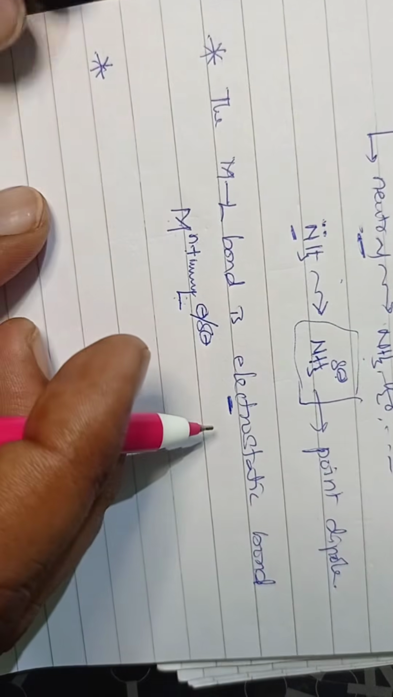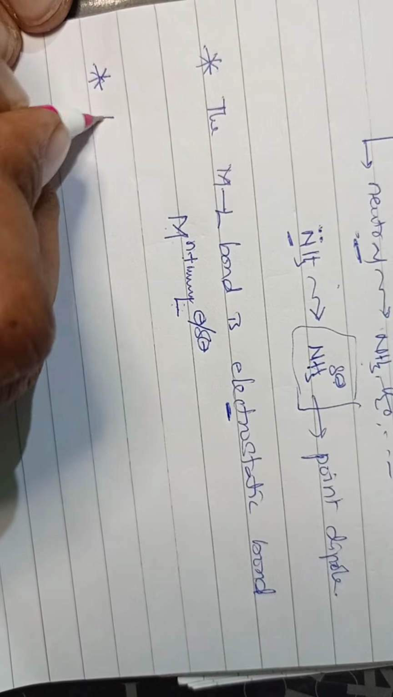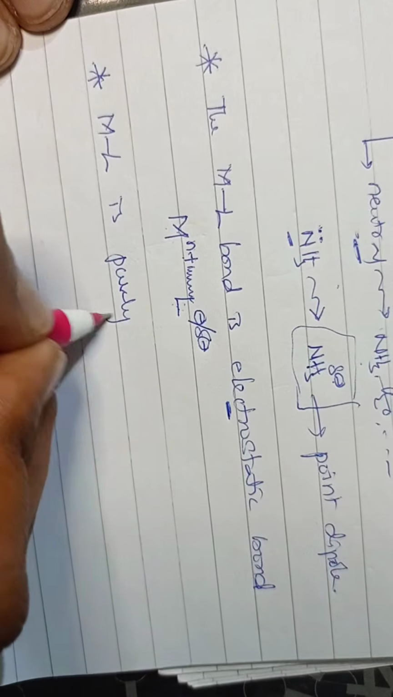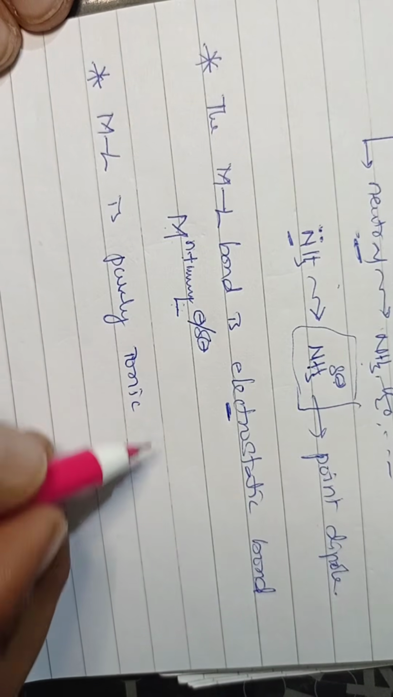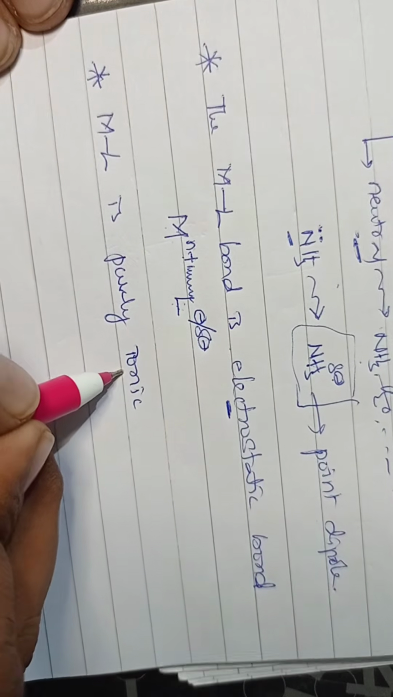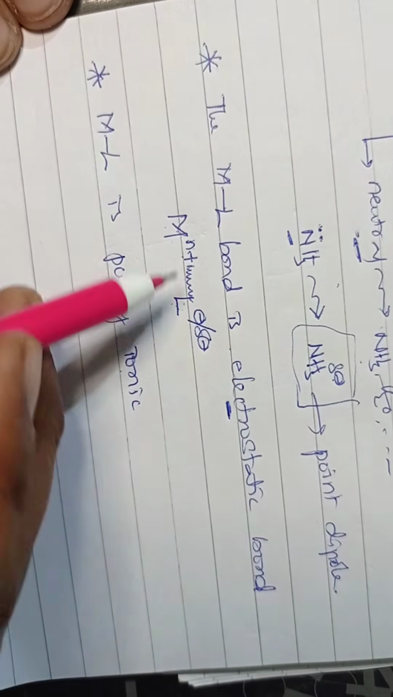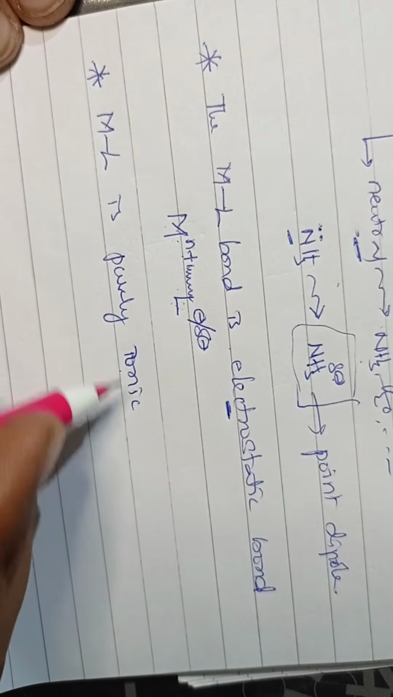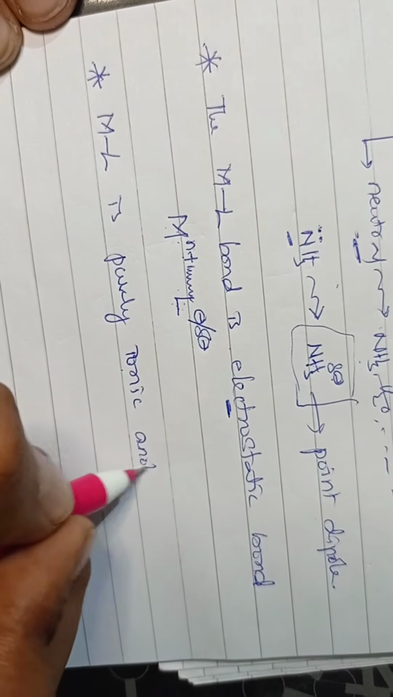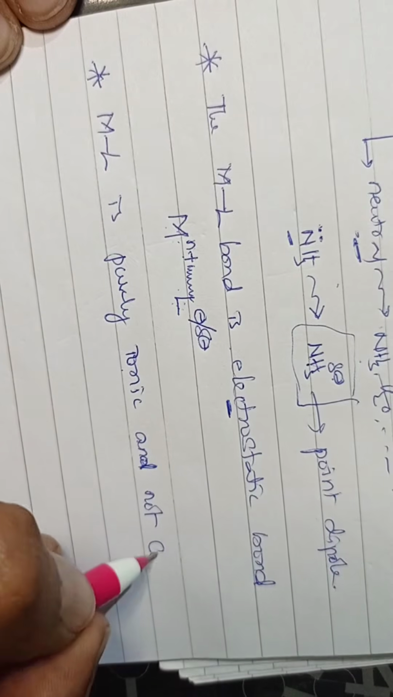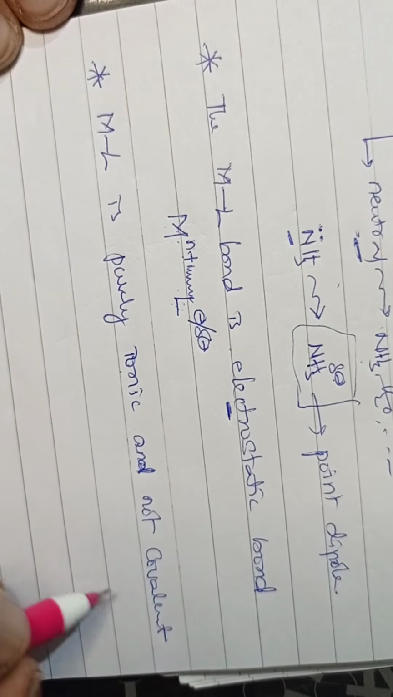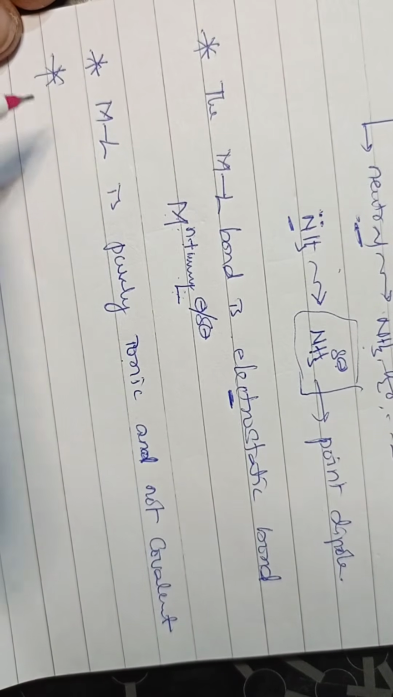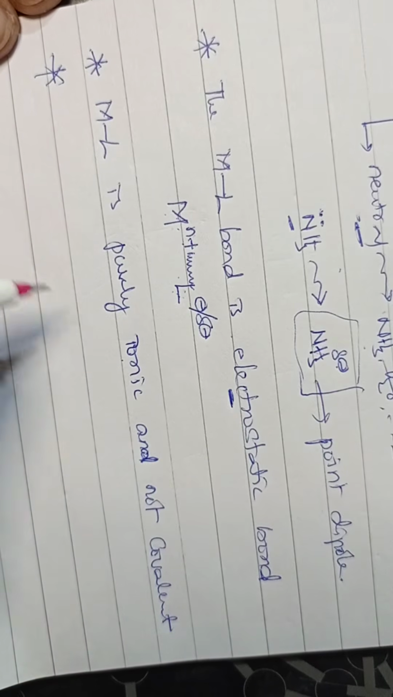Coming to the fourth statement, the metal-to-ligand bond is purely ionic. From the last statement you can confirm that it is purely ionic, electrostatic, and there is an attractive bond between metal and ligand, which is ionic in nature. So the metal-ligand bond is purely ionic and not covalent. The third statement confirms that it is ionic but not covalent.